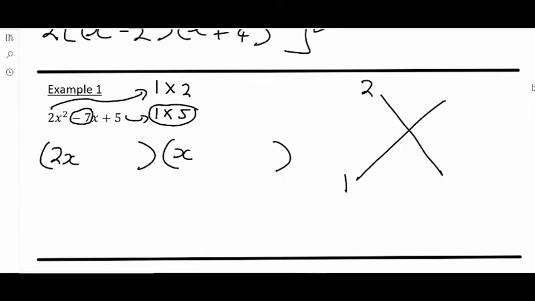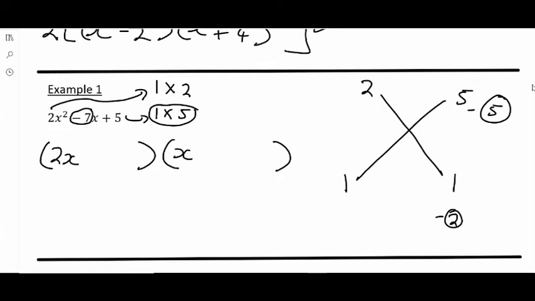Unfortunately, the nature of this method is to just go through trial and error. Well, 1 times 5 would give me a 5. 2 times 1 will give me a 2. Can I make a negative 7 with a 5 and a 2? Of course I can. Minus 5, minus 2. But I can't put minus 5 and minus 2 in these brackets. That would be incorrect. It would still be 5 and 1.